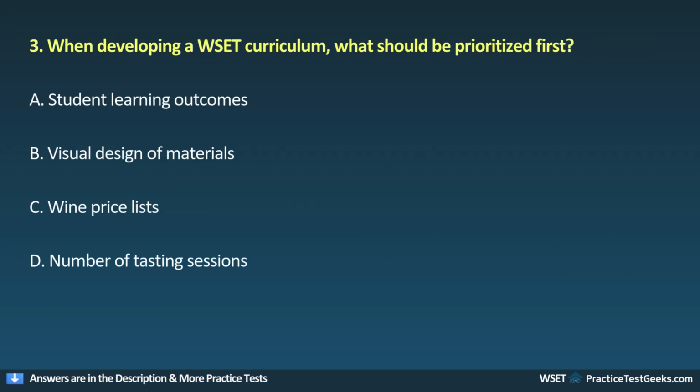3. When developing a WSET curriculum, what should be prioritized first? A. Student learning outcomes. B. Visual design of materials. C. Wine price lists. D. Number of tasting sessions.